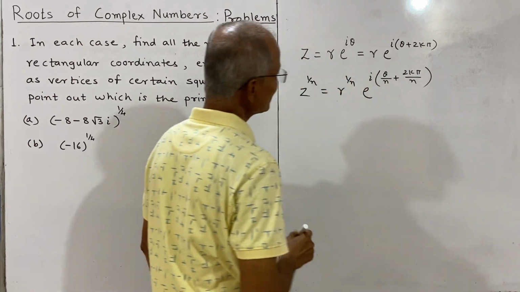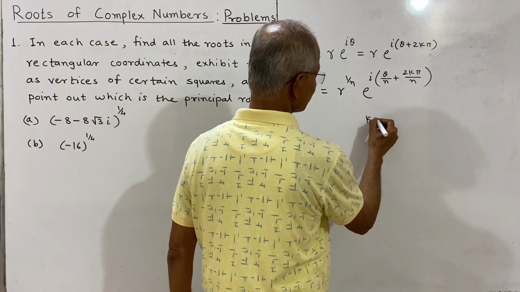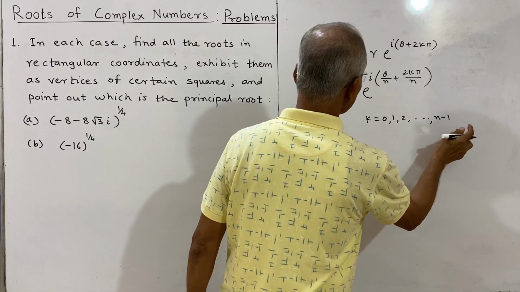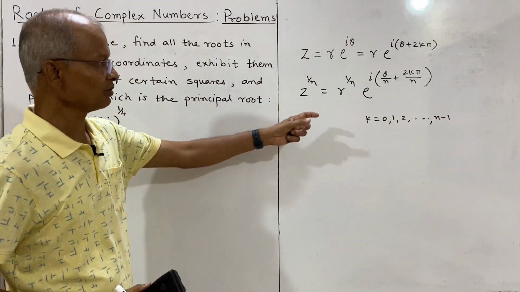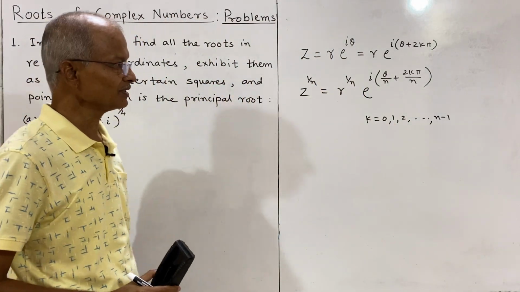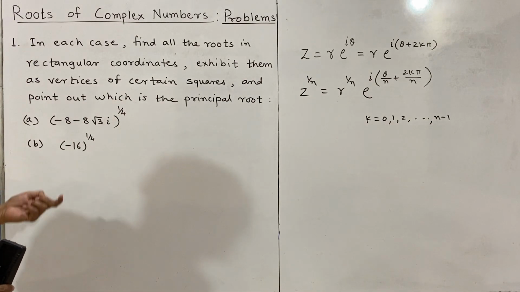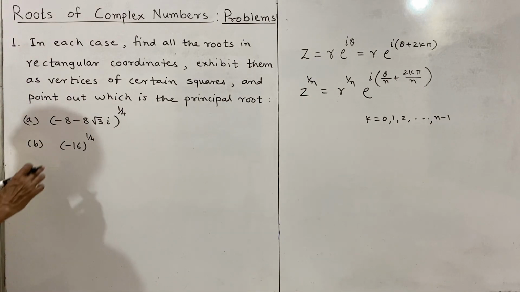And if you put the values of k as 0, 1, 2 up to n minus 1, we will get the distinct n roots of this complex number. So this is the formula and the method that we have seen in our earlier lecture, and now we shall solve some problems on it.